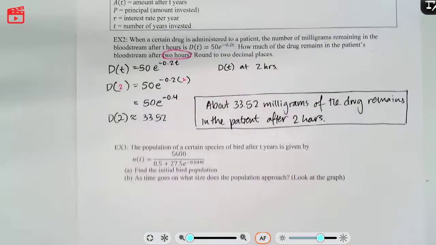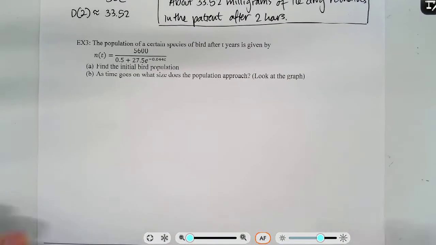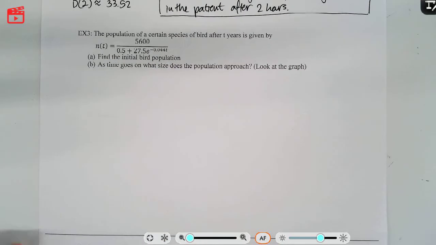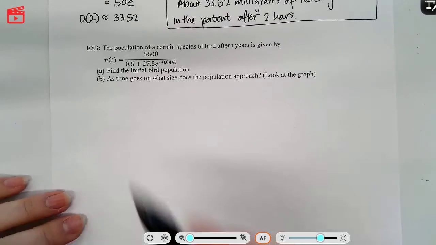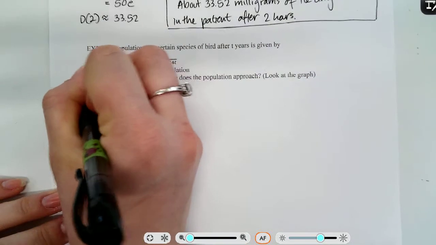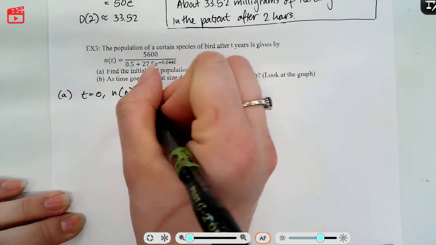All right. Next, let's look at the population. This is the last example. The population of a certain species of bird after t years is given by this very large function. First we want to find the initial bird population. Well, what does the initial population mean? That means the starting population. Normally you start at time 0. So we're going to start at t equals 0 and find n of 0. So what does n of 0 equal?